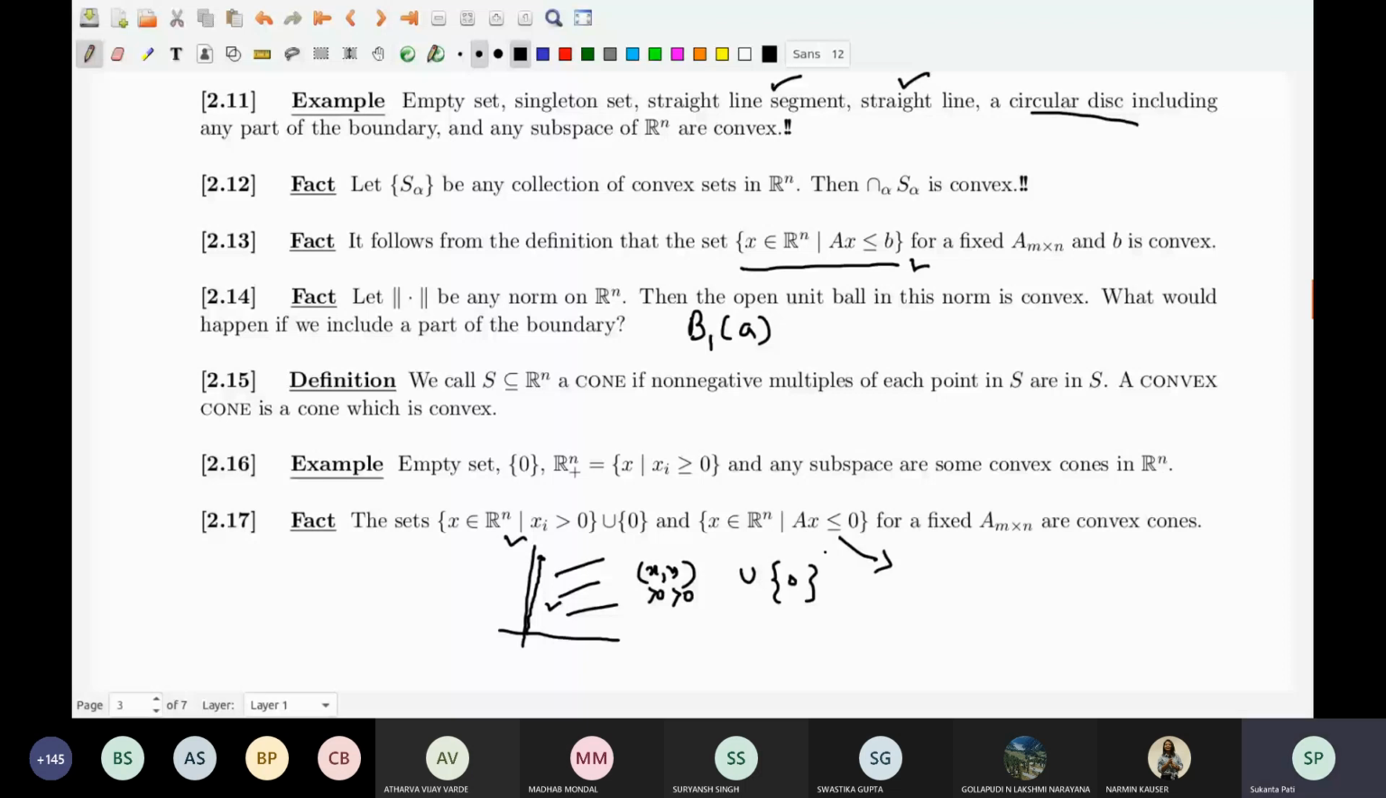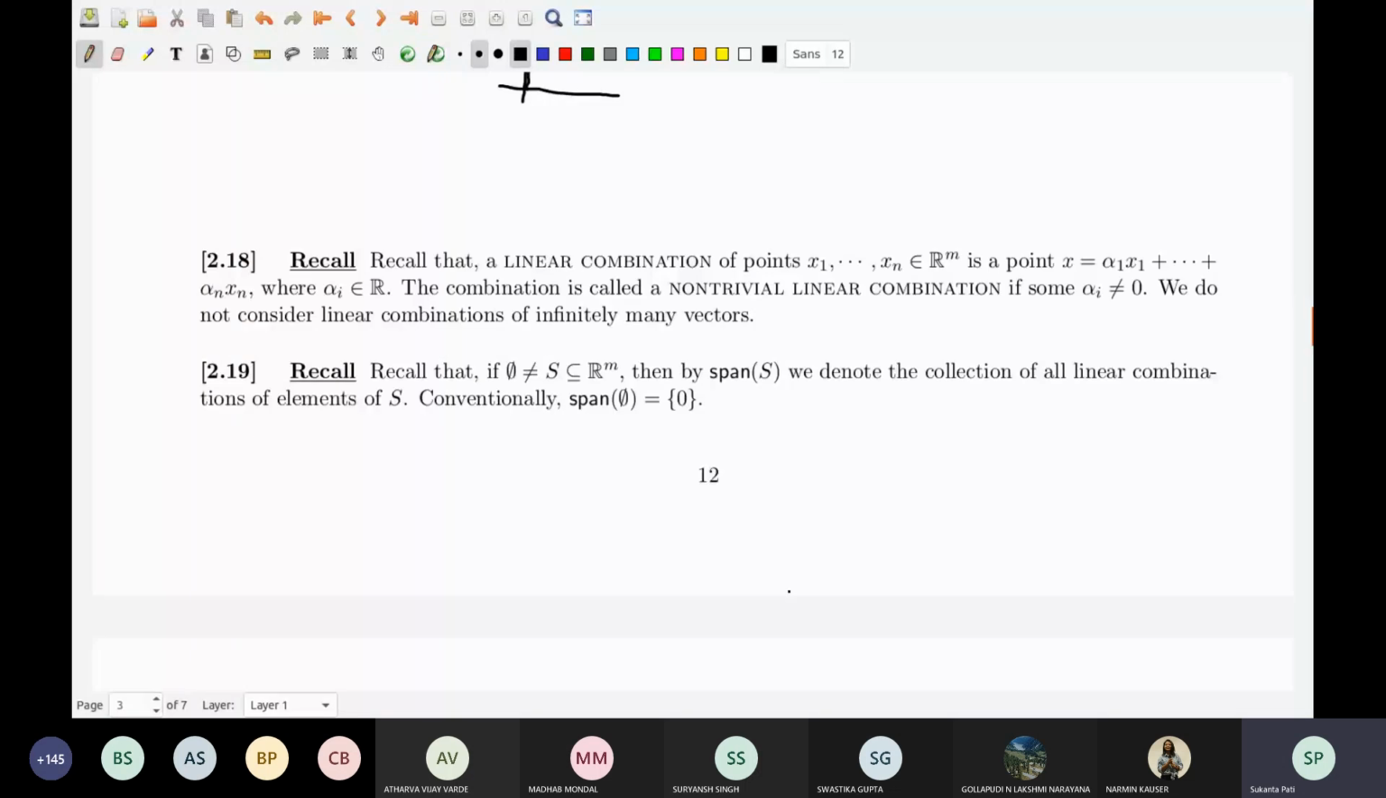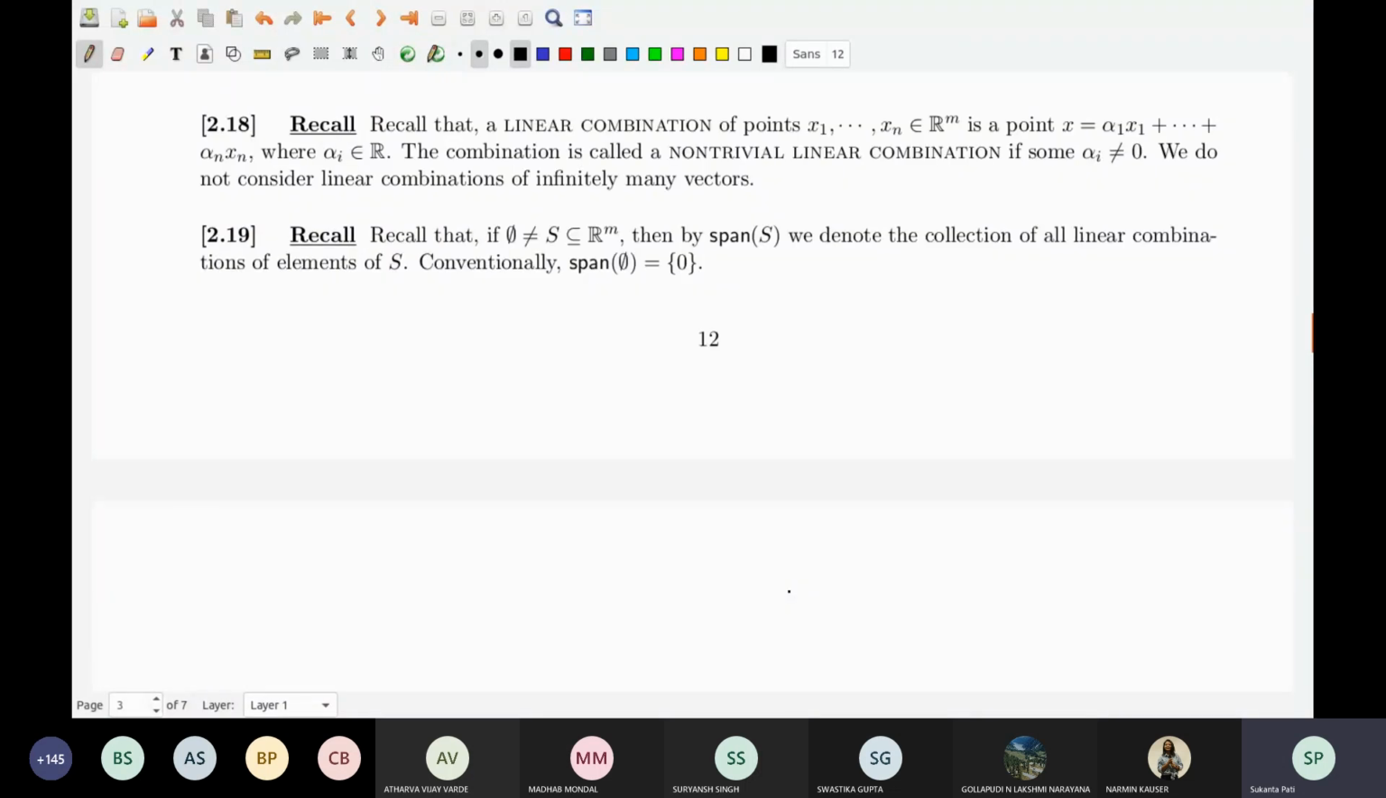Okay, two things I want to remember now from linear algebra. One is the definition of a linear combination. So linear combination of what? If I have some n vectors, n points from R^m, and if I take alpha 1 x1 and alpha 2 x2 up to alpha n xn and then sum them up, whatever I get, I call it a linear combination of x1, x2 up to xn.